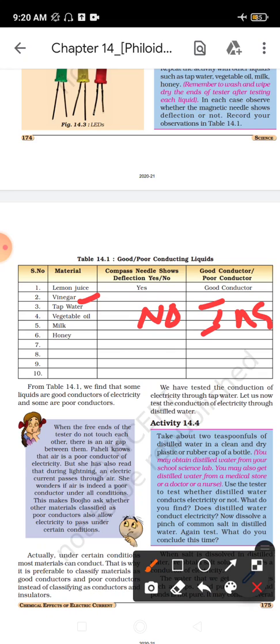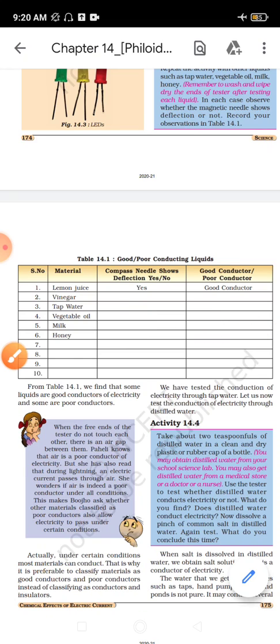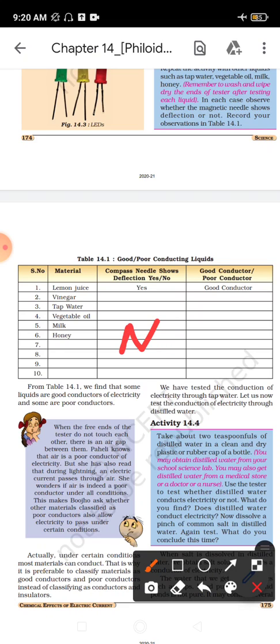If we talk about milk, yes, it will show the deflection because it contains lactic acid and water, so it will conduct, and it is a good conductor. Honey, if we talk about pure honey, it will not show the deflection. That means no, the needle will not show the deflection, so it will come as an insulator. This is how we have to fill table 14.1 with the testing of different materials.